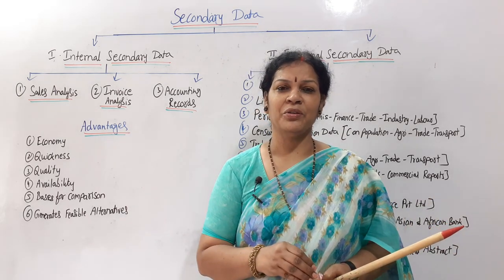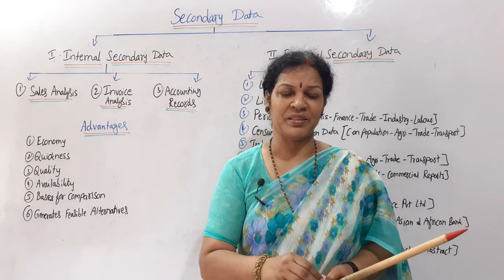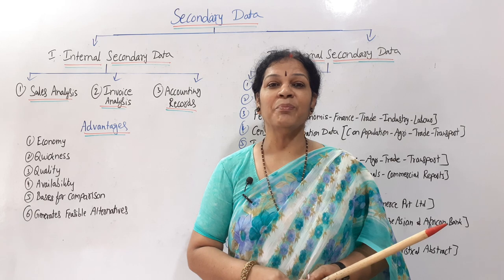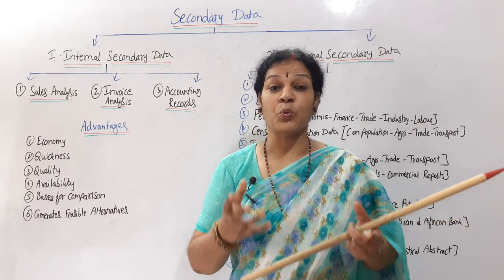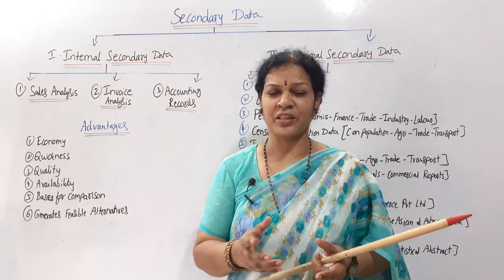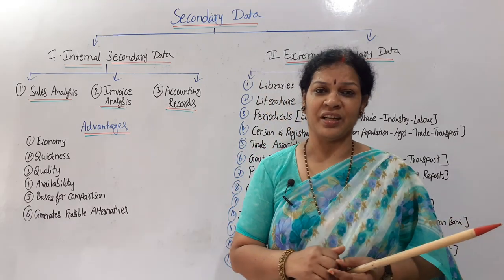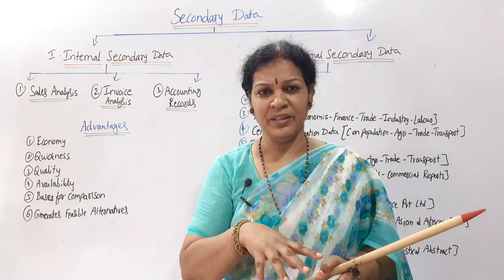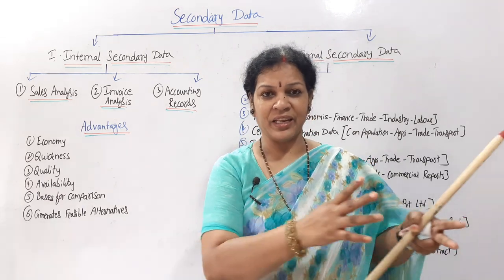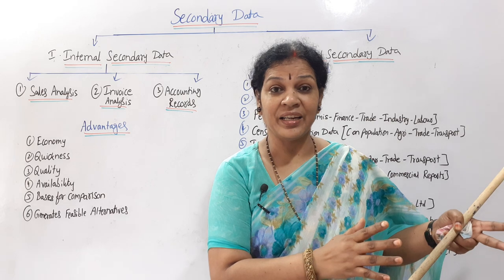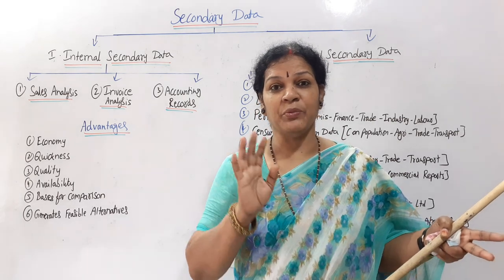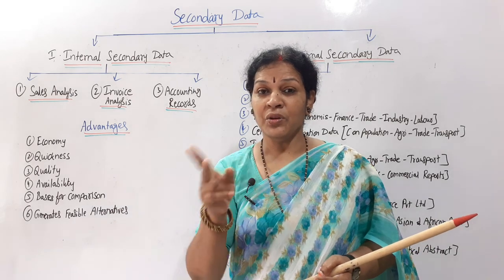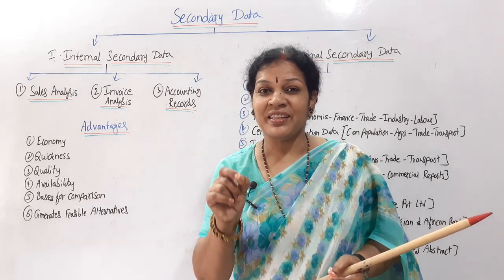Most of the time when you are going for research, primary data is compulsory and secondary data is also very useful. To complete the research with quality, secondary data is definitely also required. What is secondary data? Secondary data means data already collected by someone and kept, and that data can be utilized by anyone. The same data can be utilized by anyone. So that is what we call secondary data.